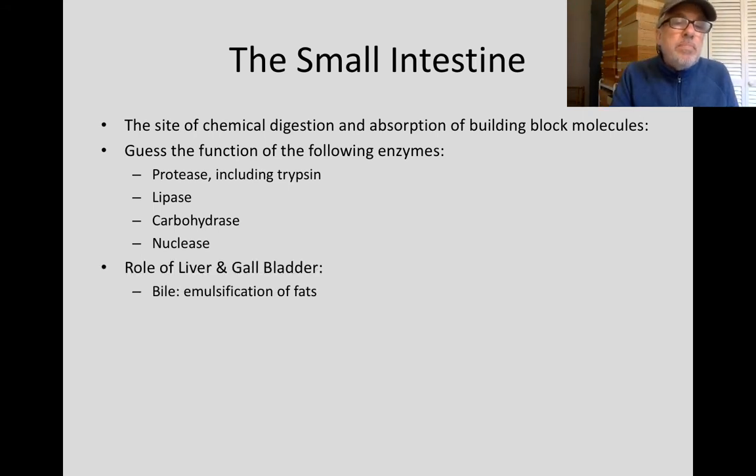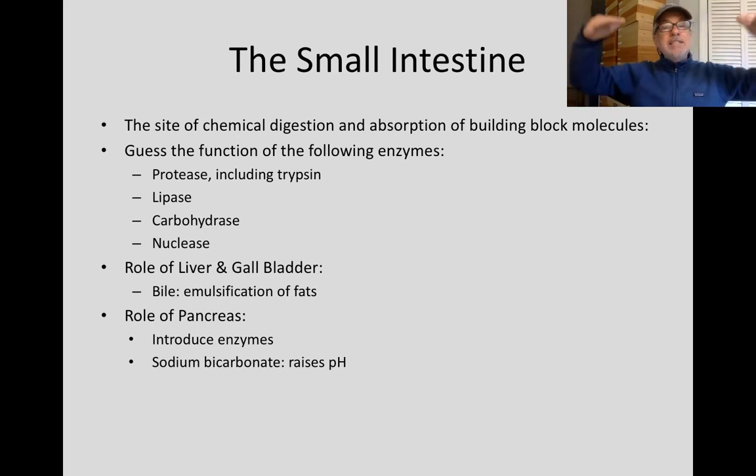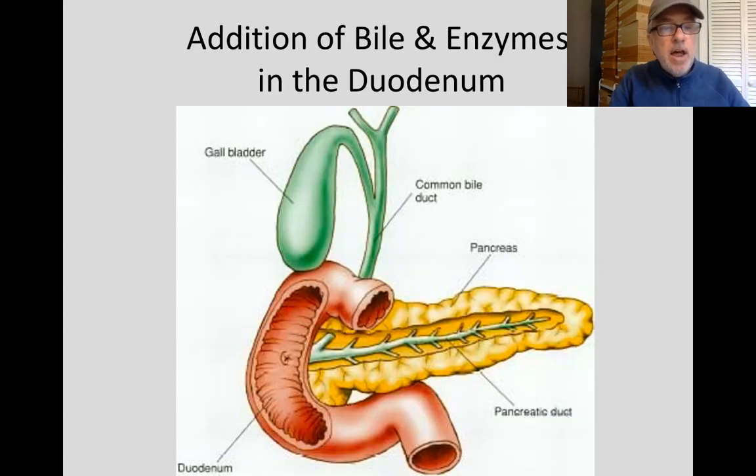The liver produces a substance called bile, which is stored in the gallbladder, and then the bile is released into the food stream in the duodenum. And the role of the bile is to emulsify fats, which I'll explain later. The pancreas introduces enzymes into the food and also introduces sodium bicarbonate, which raises the pH of the chyme back up to above 7 so that it won't burn your small intestine. The job of the acid has already been done.